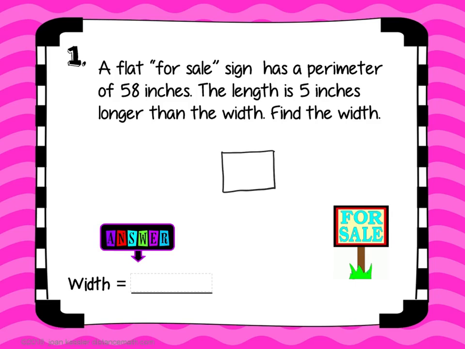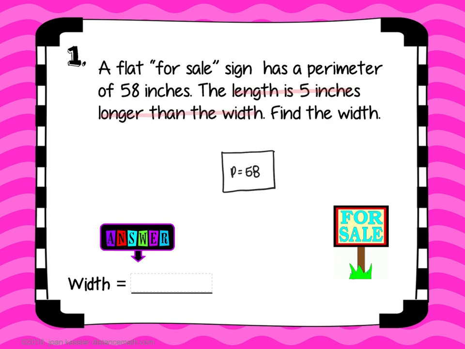A flat for sale sign has a perimeter of 58 inches. The length is 5 longer than the width. Find the width. So I sketched a rectangle. I know that the perimeter is 58. And then I'm also told that the length is 5 longer than the width.